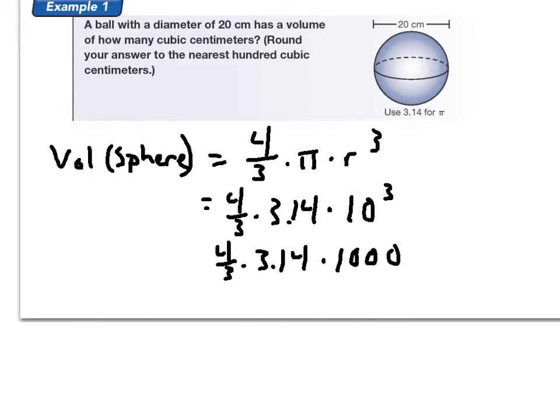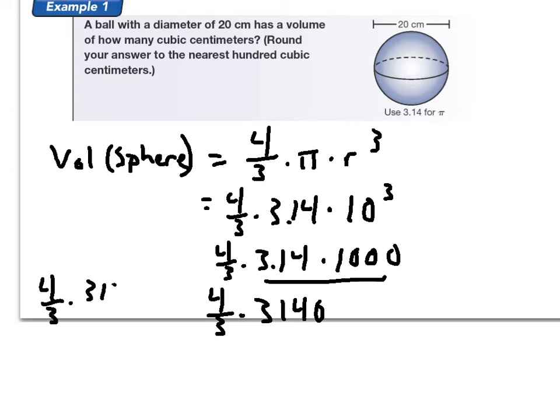Okay, and again, we just said this. So fractions and decimals aren't easy to multiply, so I'm going to go ahead and multiply this by this first. Okay, so I got 4/3 times, and then 3.14 times 1,000. That's just like moving the decimal over 1, 2, 3 times. So it's 3,140. Okay, and then I need to multiply 4/3 by 3,140. So I'm going to go ahead and take 4/3 times 3,140 over 1.